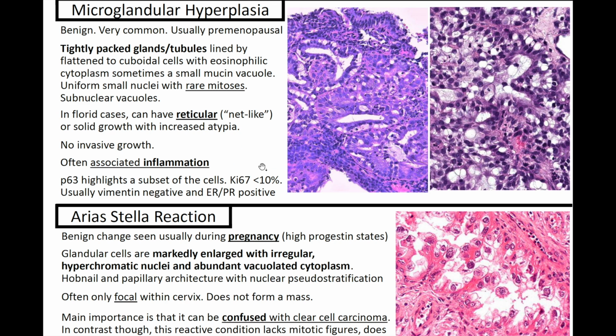Another benign entity is Arias-Stella reaction, which is shown here. This is a benign change usually seen during pregnancy with high levels of progestin. You're going to have glandular cells that are markedly enlarged with irregular hyperchromatic nuclei and abundant vacuolated cytoplasm. You'll have hobnail and papillary architecture with nuclear pseudostratification, and often only focal within the cervix. It does not form a mass.